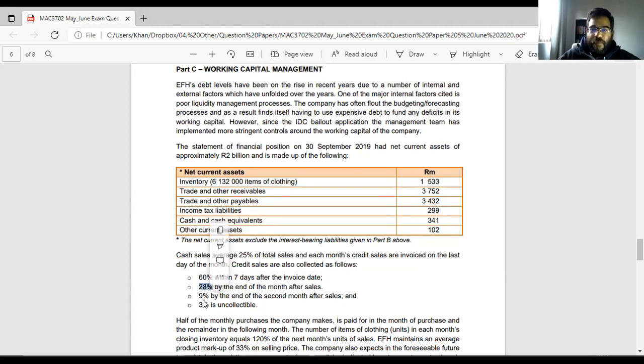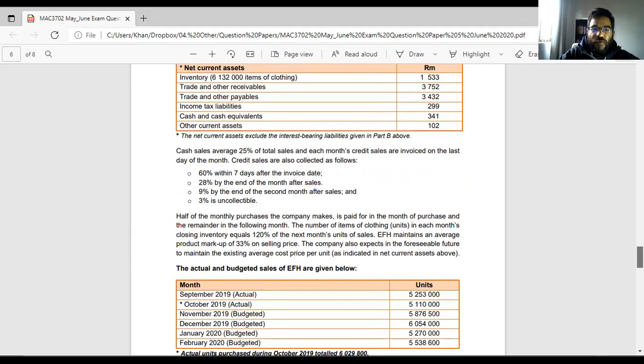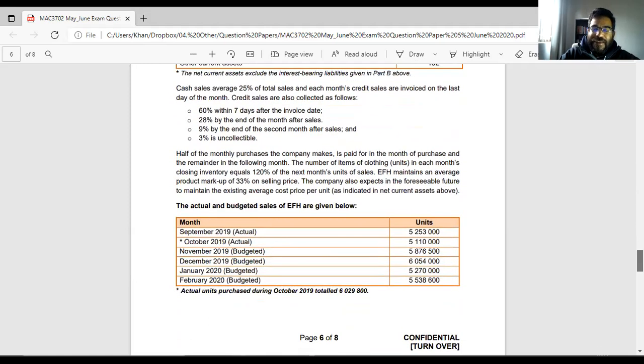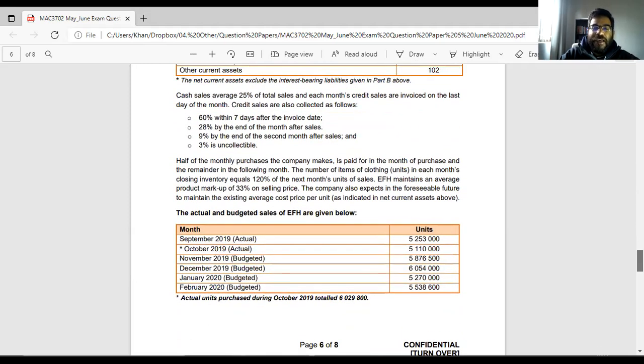In the month following the sales, you receive 88% of your credit sales. Then they say 9% by the end of the second month after sales, and 3% is uncollectible, so there is no cash flow for the 3%. Basically your cash receipts will total 97% of credit sales. Very important.